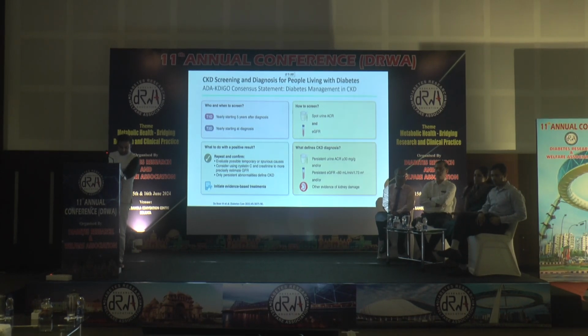If you see persistent abnormalities, repeated at least 2 times over a period of around 3 months, that is, urine ACR more than 30 or GFR less than 60, in the absence of any other obvious reasons, then we can detect CKD, and management in the form of early initiation of ARBs or SGLT2 inhibitors can be started.